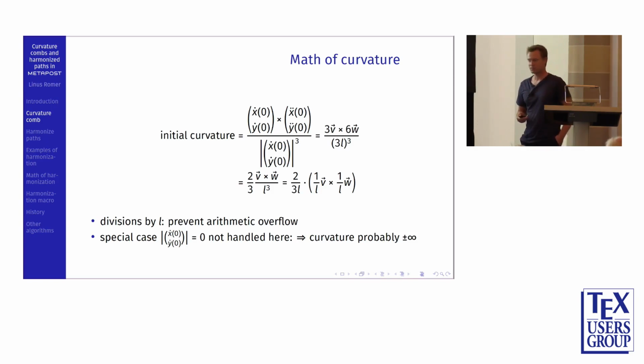And if you wonder why I distributed the L's so strangely, it's to prevent arithmetic overflow. But of course, the curvature could be infinitely large, so you still could run into an arithmetic overflow. Then you would have to load numerical packages for MetaPost. The special case where the first derivative is 0 is not handled here, but it's problematic anyway, because it normally means that the curvature is plus or minus infinity.